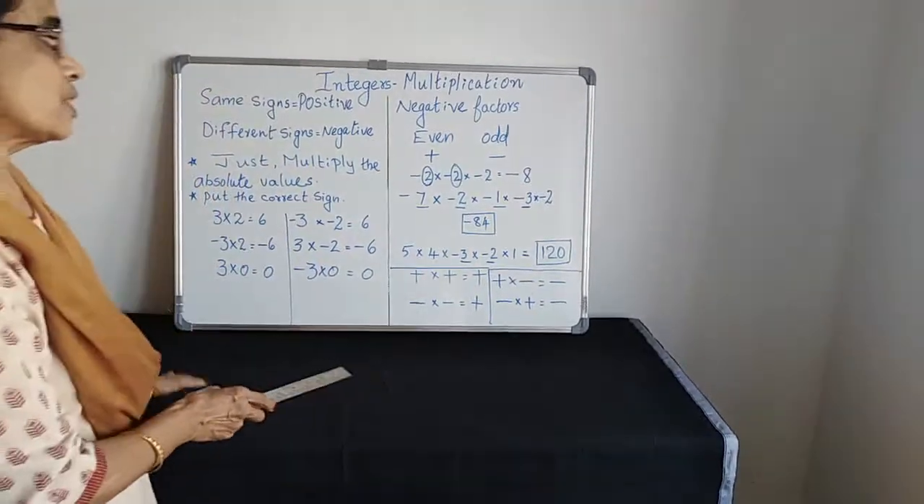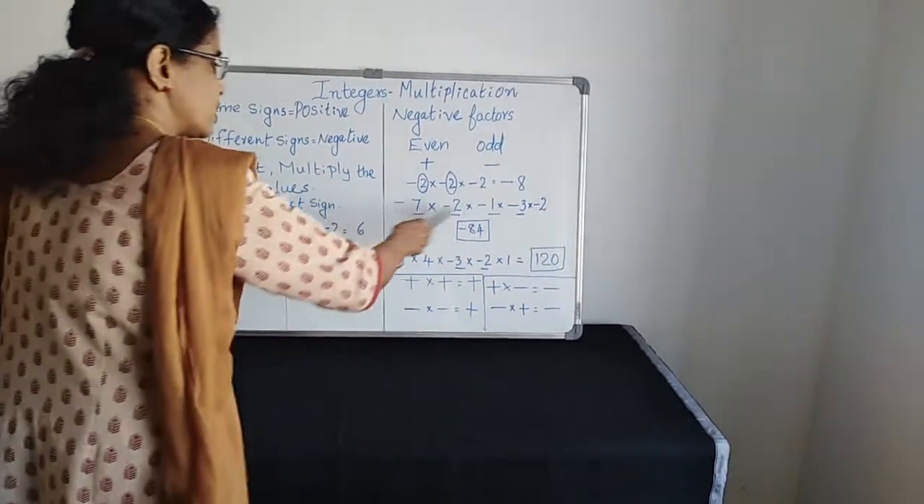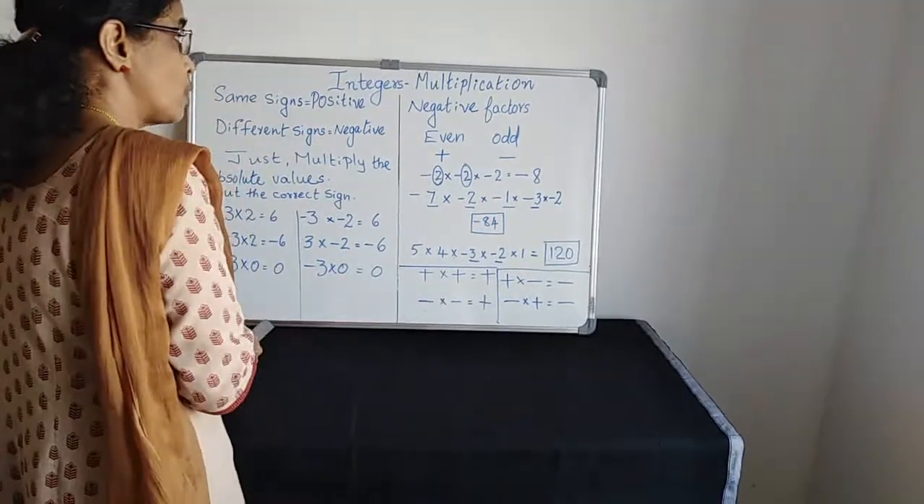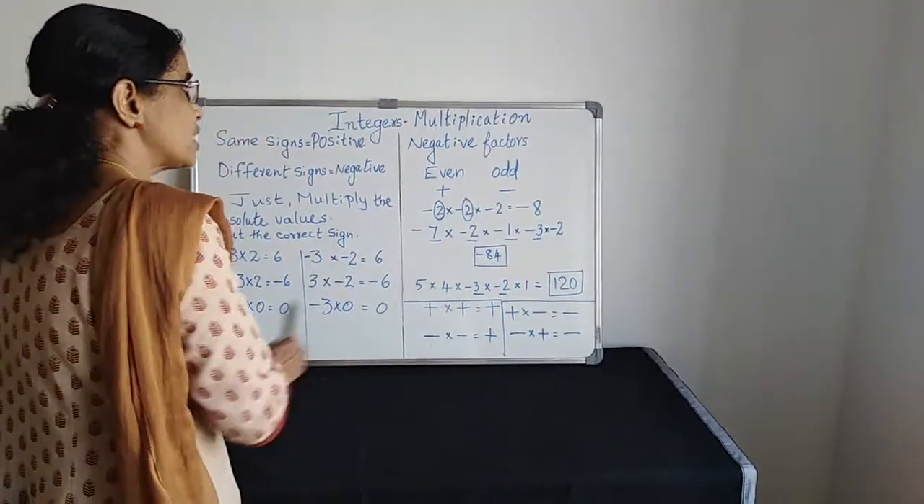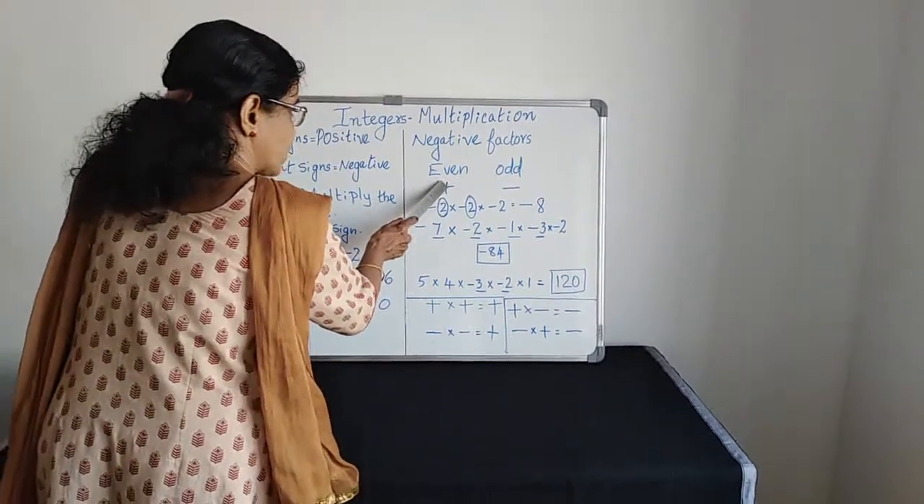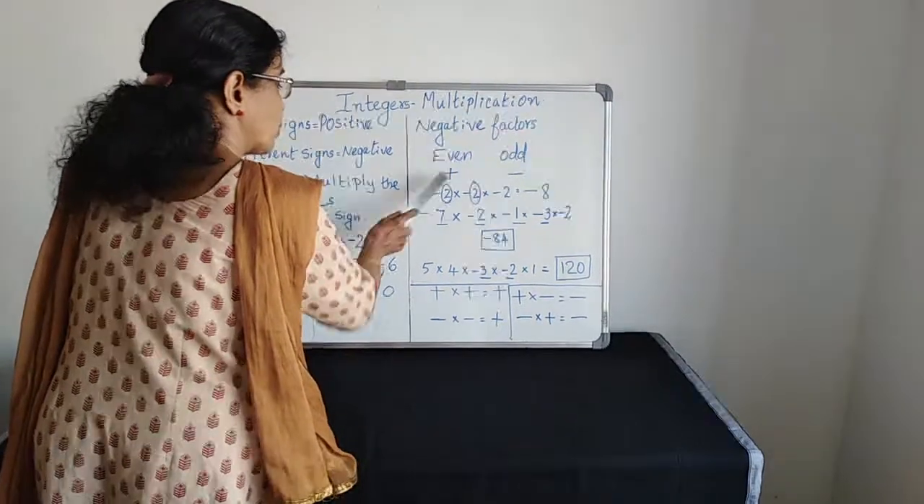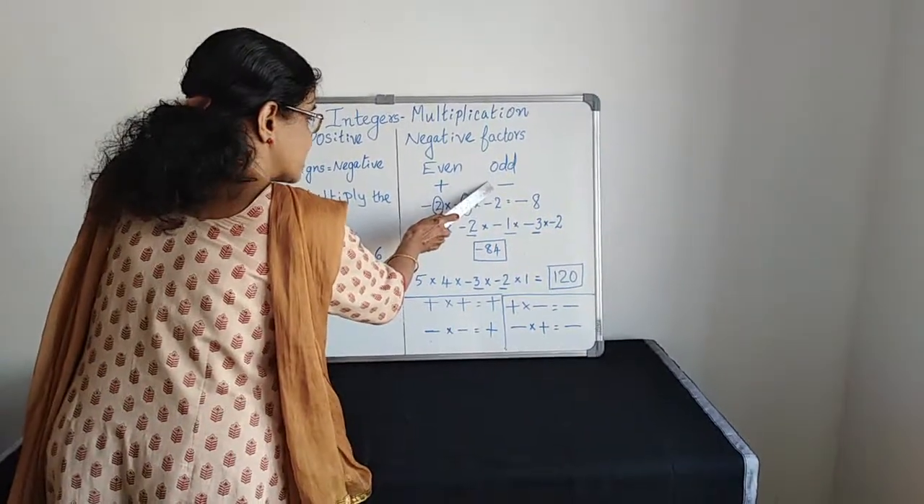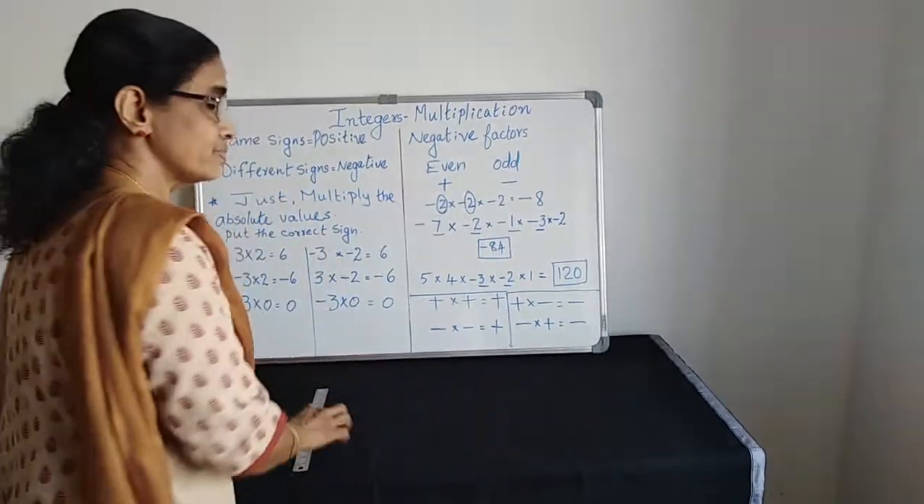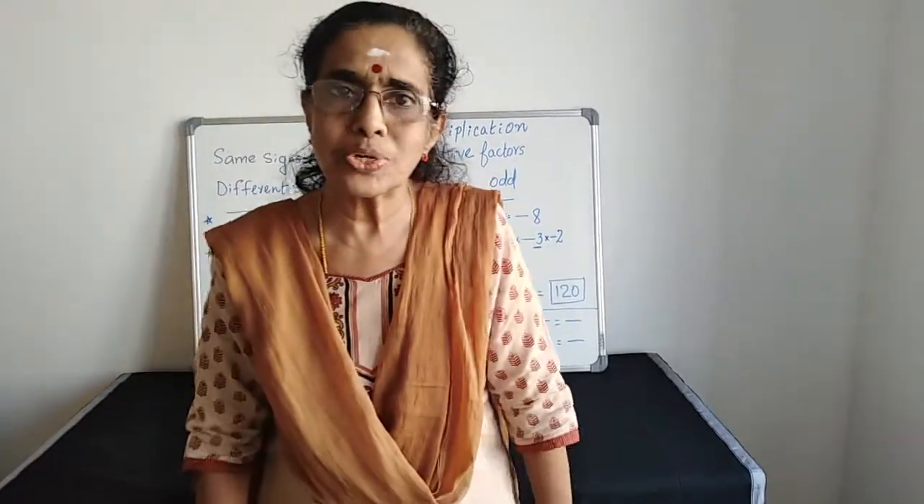So the rule is, when there are more integers, you have to count how many negative factors are there. If there are an even number of negative factors, the result is positive. When there are an odd number of negative factors, the result is negative. Hope you understood.